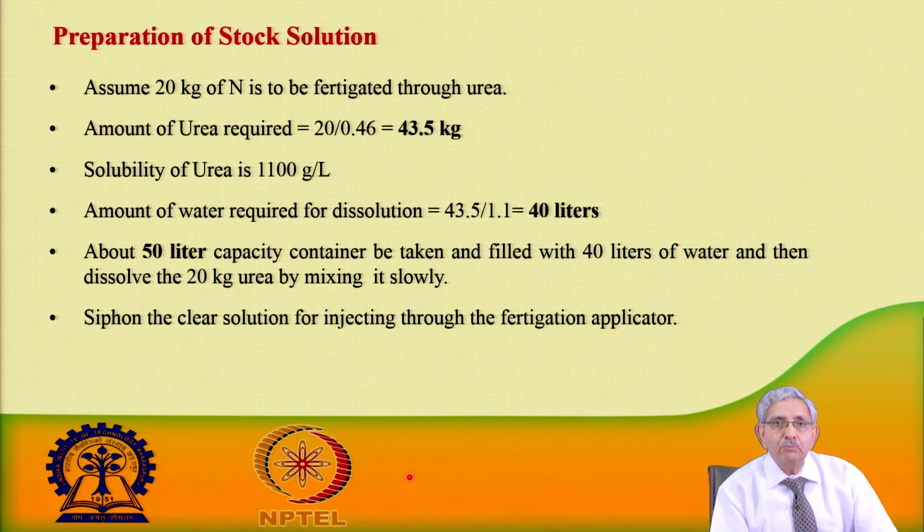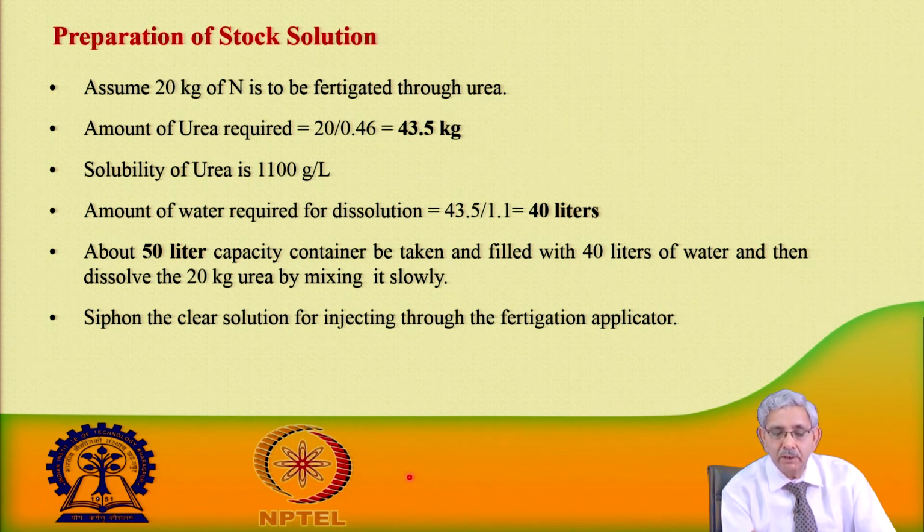Now, how to prepare the stock solution. Stock solution means we need to know the concentration of a particular fertilizer, a nitrogenous fertilizer. Let us say that we want to give 20 kg of nitrogen in a particular place. So, assuming that 20 kg of nitrogen is to be used for fertigation, the amount of nitrogen in urea available is 46%.